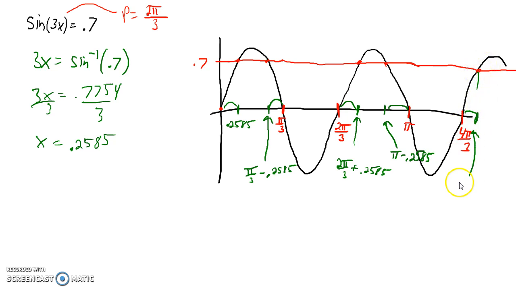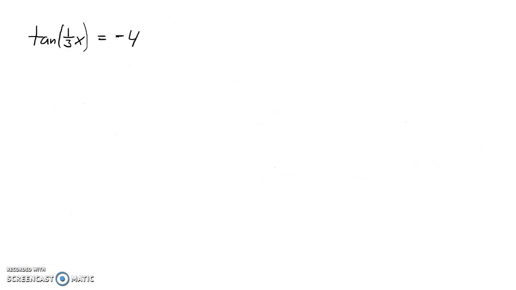We had another solution here. It would be 4 pi over 3 plus 0.2585. And there we go. There's solutions 1, 2, 3, 4, 5. We end up with 5 solutions here, and we could just keep on going if we extended our graph even further. Now this technique is a little harder to use with something like a tangent function because the graph is a little trickier, but let's see if we can do it anyway.